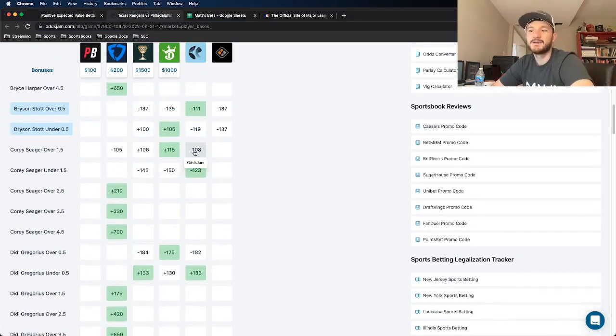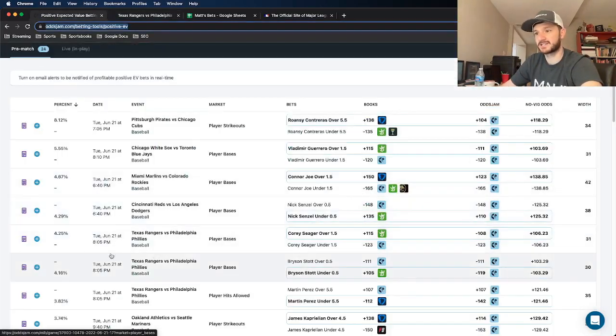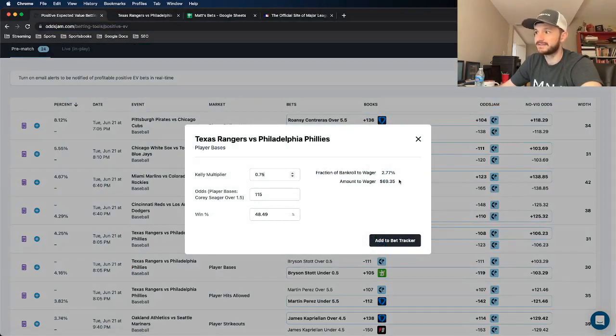So again, pretty similar logic here. Funny enough, Caesars seems to be aligning things a little bit closer to DraftKings, but OddsJam at minus 108, FanDuel at minus 105. So still a discrepancy between all the sportsbooks that we have odds for. So this is going to be something that I will add to my selection. And this one is going to be a $70 play, roughly 2.77%.